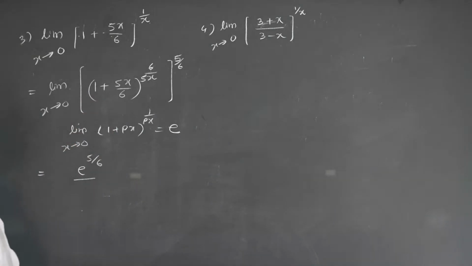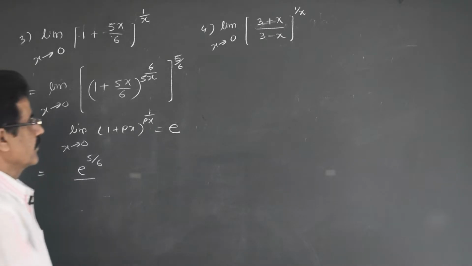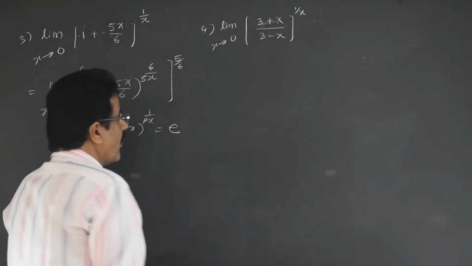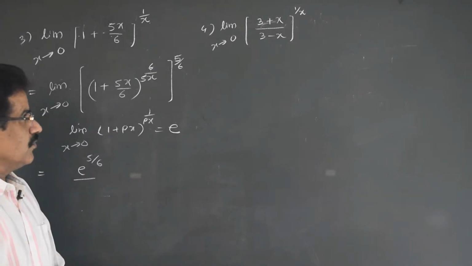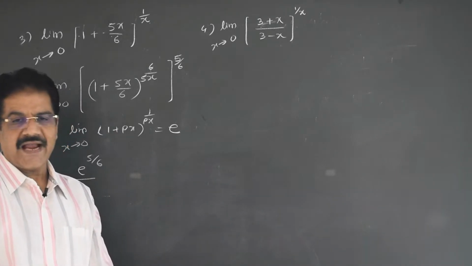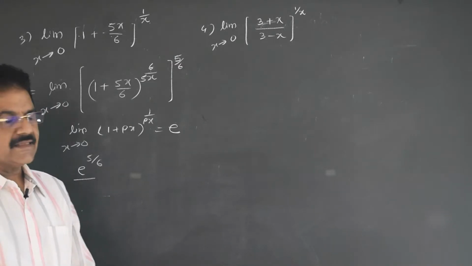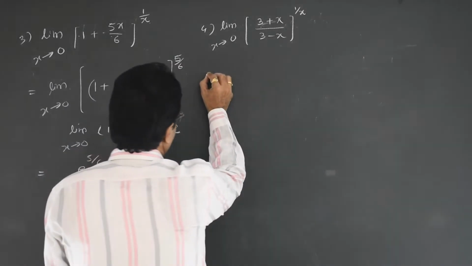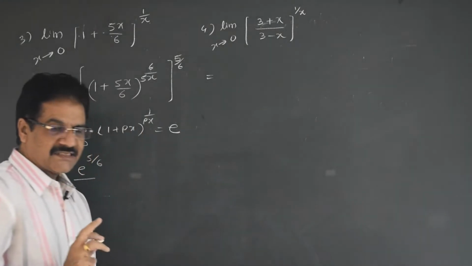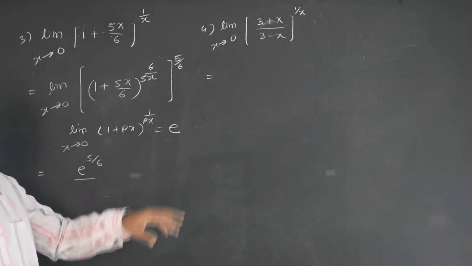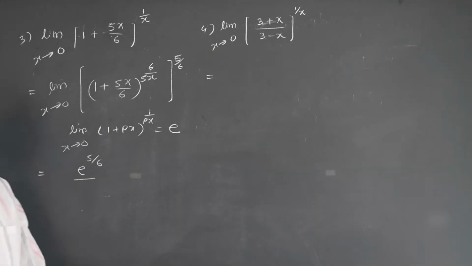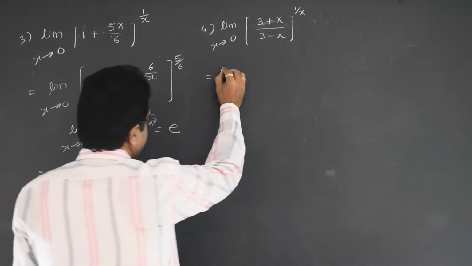Now let us proceed to example number 4. So it is in the form of (3 plus x upon 3 minus x) whole bracket raised to 1 upon x. So we need to do the adjustment again exactly in the same manner. As far as the standard formula is concerned, which is already written here, it is in the form of 1 plus px, means we need 1 there, and therefore we are going to divide every term by 3 inside the bracket.